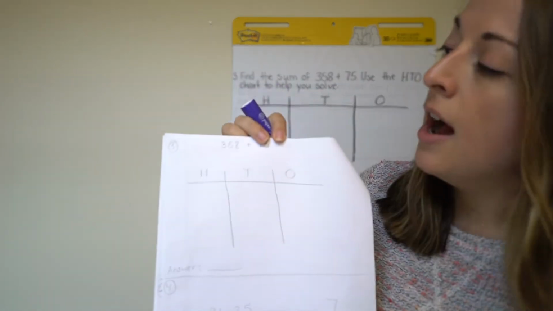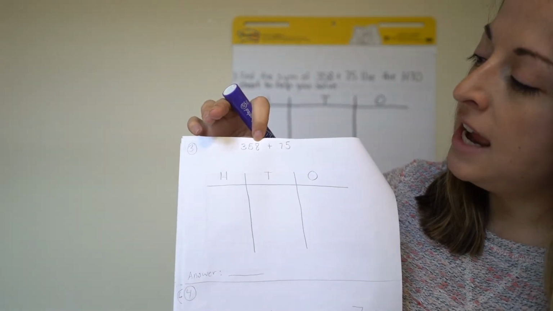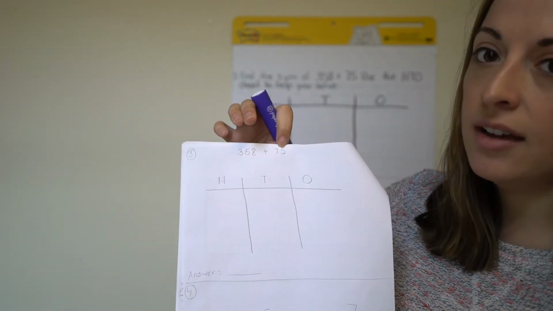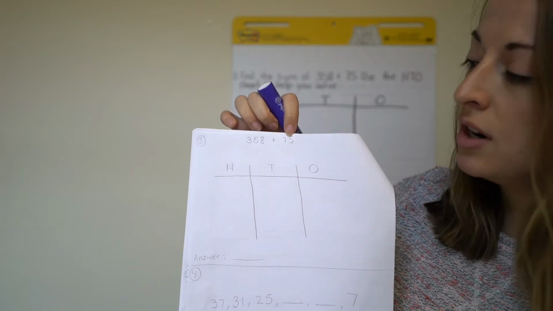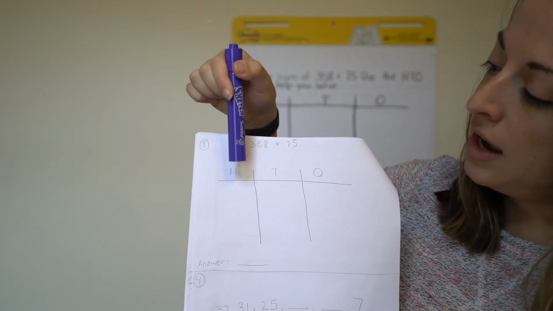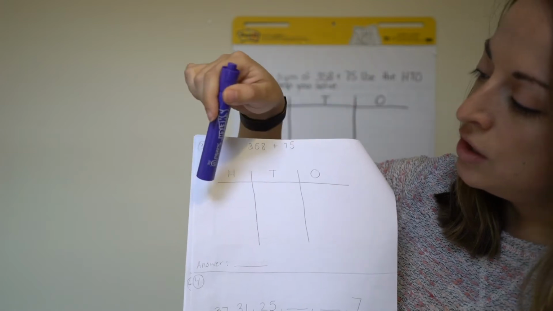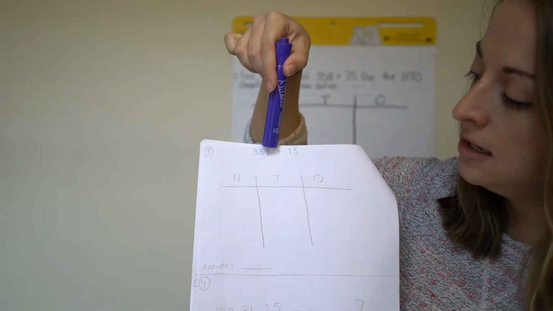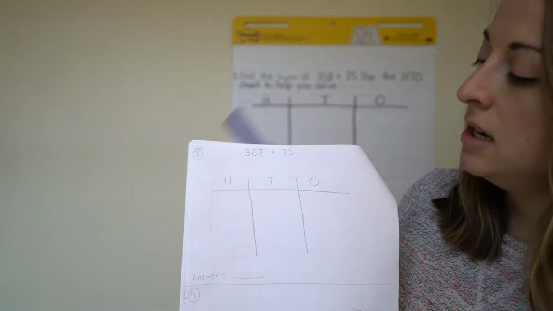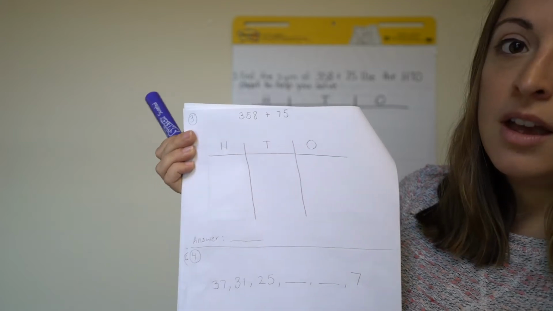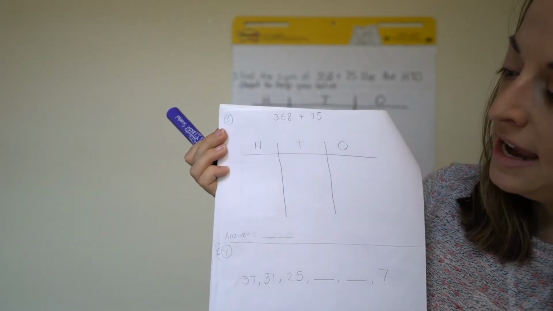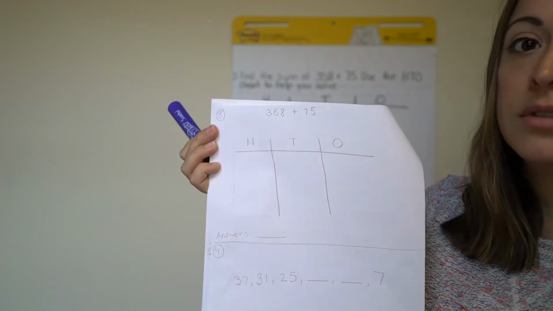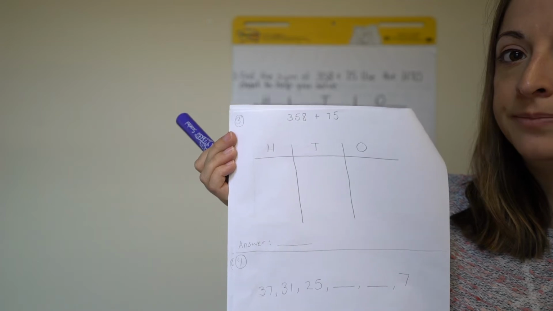all you're going to write on the top is 358 plus 75. Then you're going to draw a picture of your HTO chart. So you put HTO, you draw a line under it, and then you put a line in between the H and the T, and then you put another line in between the T and the O. After you do that, you're going to write answer so that you can write what the value is when you finish. So this is just for number 3.